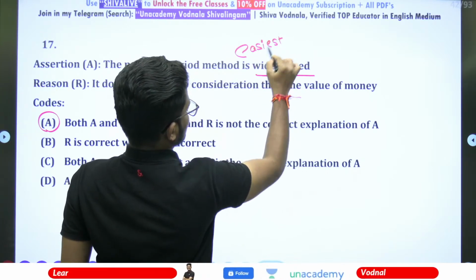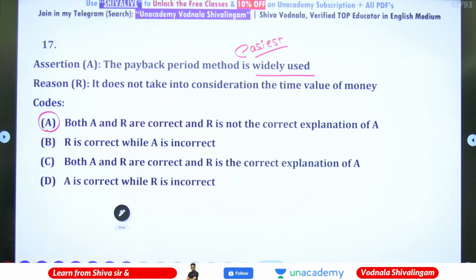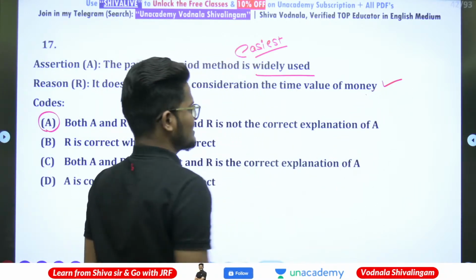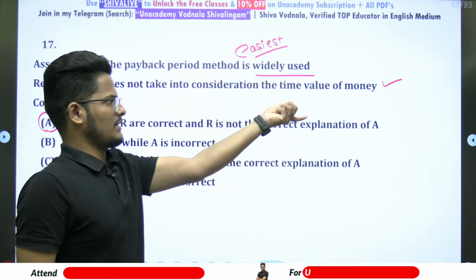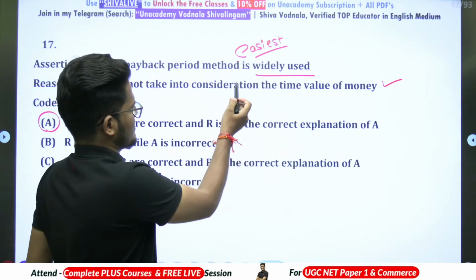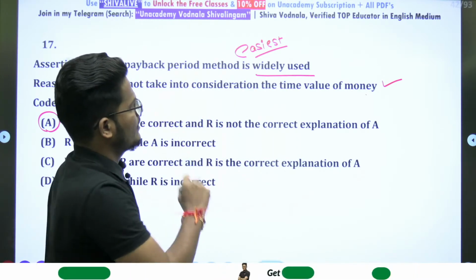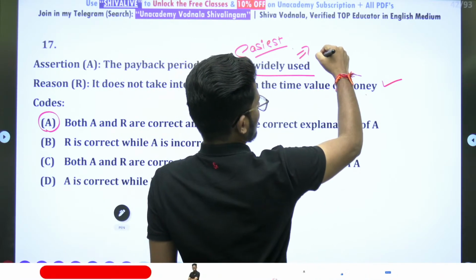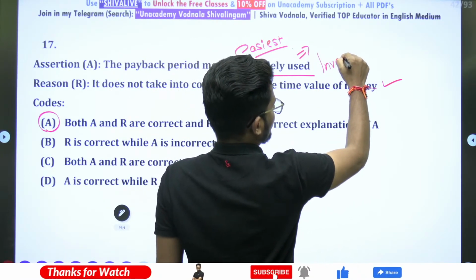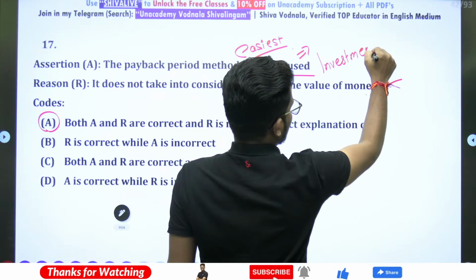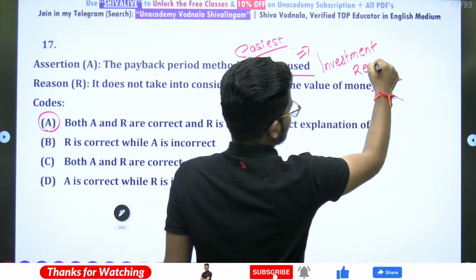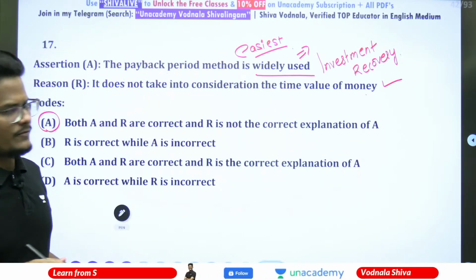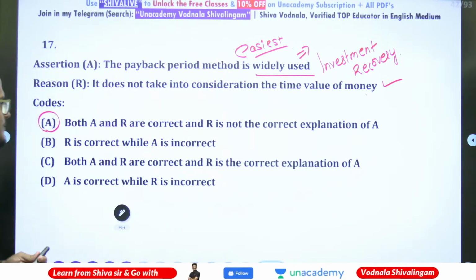Why is it widely used? It is the easiest method to calculate, and it does not take into consideration the time value of money. This is also true, but just because it doesn't consider the time value of money, we are not going to use this method. We are using it because it is the easiest method and because of the investment recovery point of view. It gives you the investment recovery period. Because of that reason we are using the payback period method widely. It is not because it doesn't consider the time value of money.